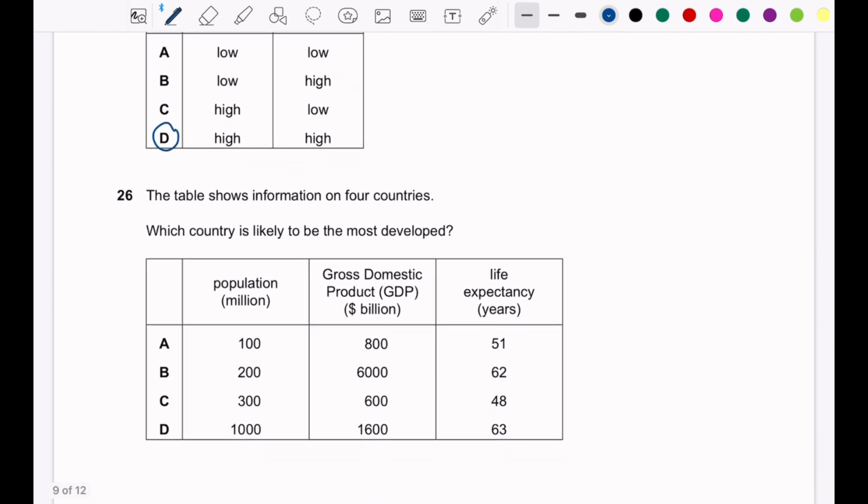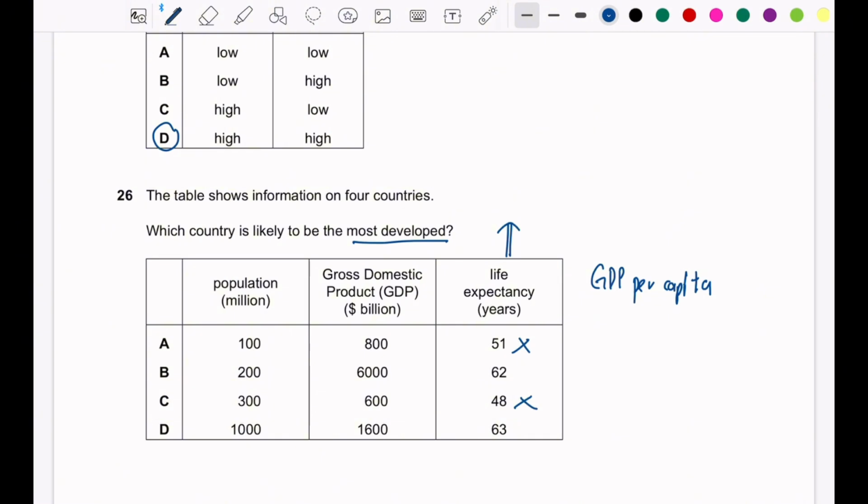26. The table shows information on 4 countries. Which country is likely to be the most developed? The most developed country needs to have the highest life expectancy, so we can basically eliminate this and this. Right now, we see GDP, right? We cannot see the highest one. Besides this, you also need to calculate GDP per capita, which is GDP divided by the population.